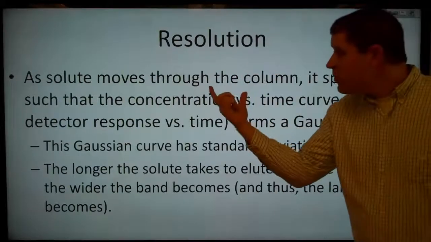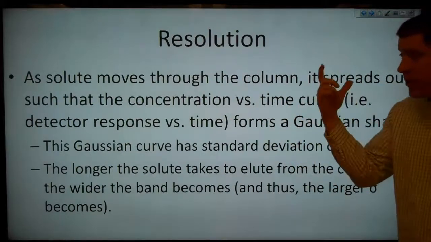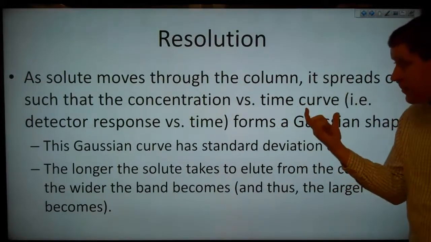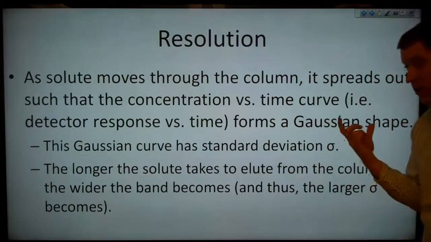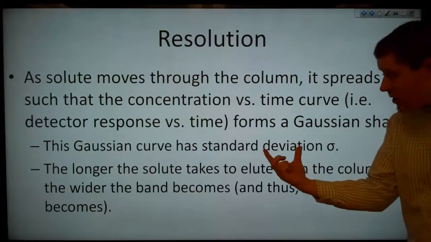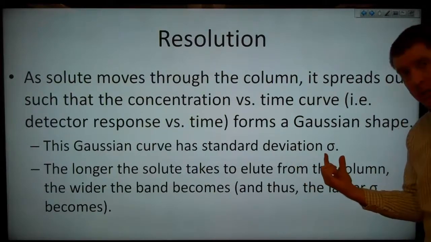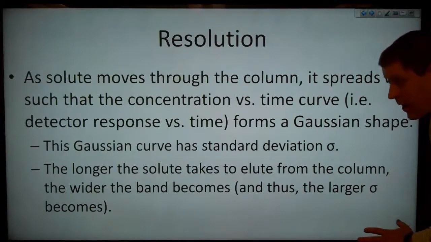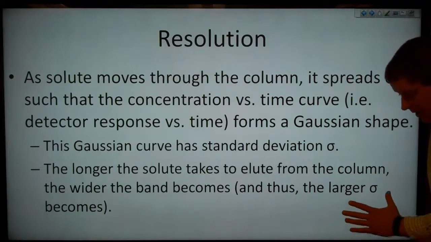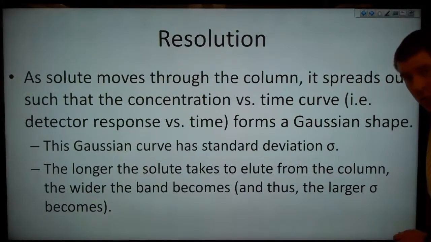As a solute moves through the column, it spreads out such that the concentration versus time curve, in other words the detector response versus time, forms a Gaussian shape. This Gaussian curve has a standard deviation, sigma, and the longer the solute takes to elute from the column, the wider the band becomes, and thus the larger sigma becomes.